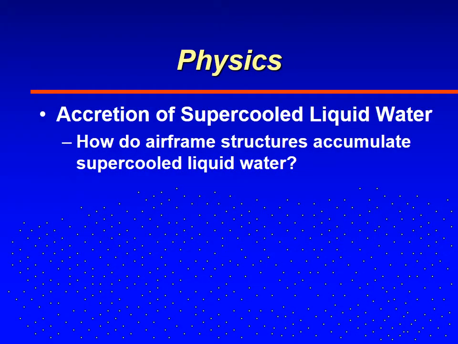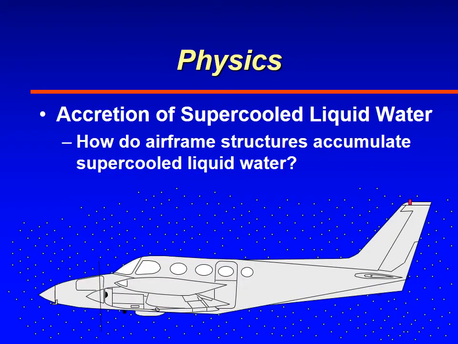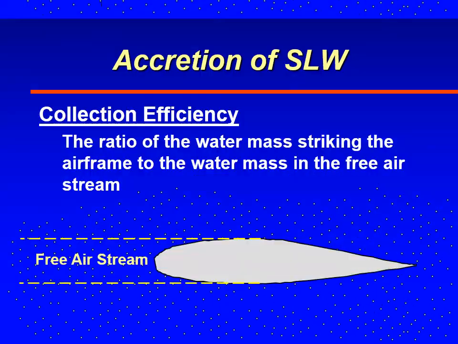So, in general, how do airframe structures accumulate supercooled liquid water? Here we've got an aircraft flying through a cloud. Those little droplets are cloud droplets. We're going to look at a wing, or the airfoil of the aircraft, I should say. And specifically, we're going to define the collection efficiency as the ratio of the water mass that strikes the airframe to the water mass in the free airstream.